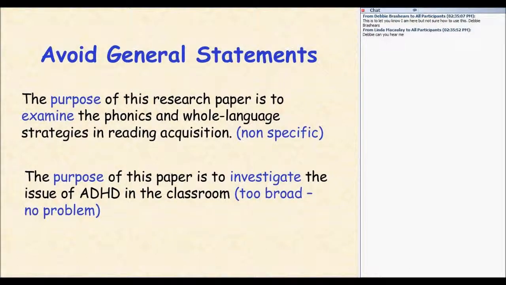The second one is not really investigating a problem. And the purpose of this paper is to investigate the issue of ADHD in the classroom. And I would say to that, what's the so what? Who cares? Why? So make sure that the purpose of your paper really is an argumentative research paper, so you have to have a point. You have to have a controversial issue or reason to be researching this, and make sure that's conveyed in your purpose and thesis statement, for that matter.